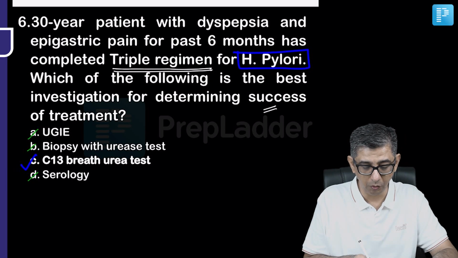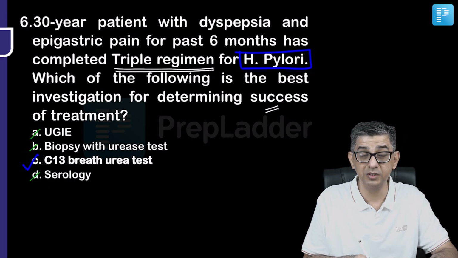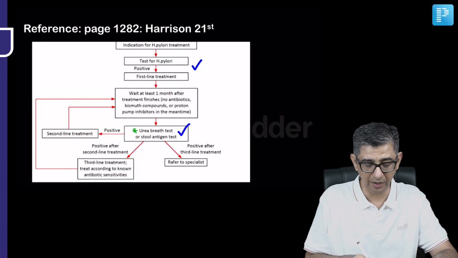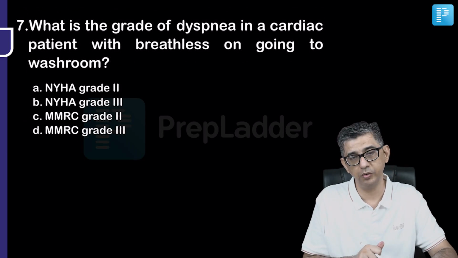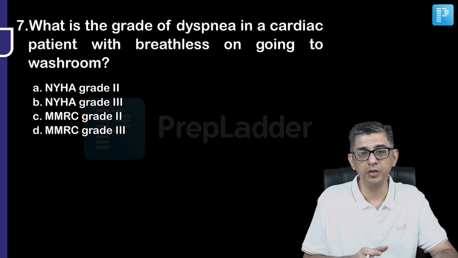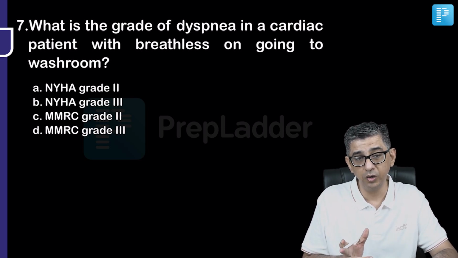So, all the pointers, or all the justifications that I have said for the various points, they all finally settle down to option number C as the best answer, and the Harrison reference is also given before you. In the next question, he says, what's the grade of dyspnea in a cardiac patient with breathlessness while he's breathless on going to the washroom?